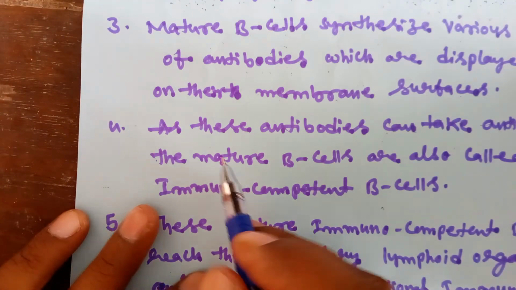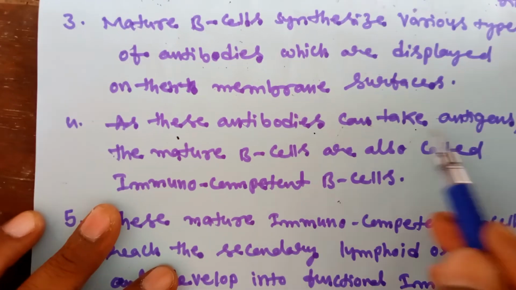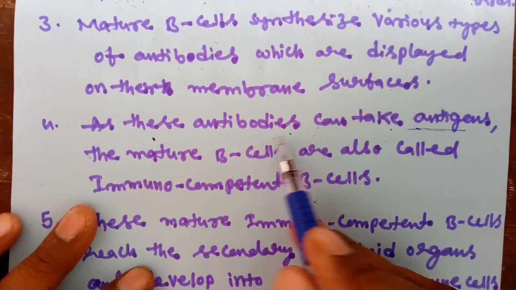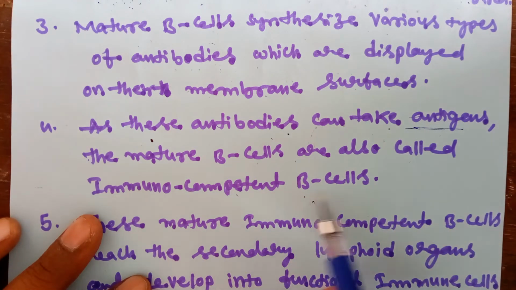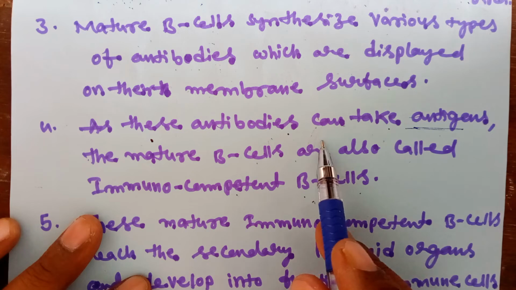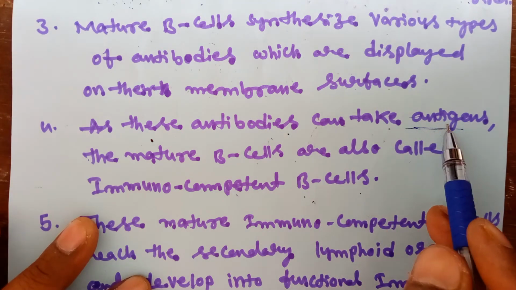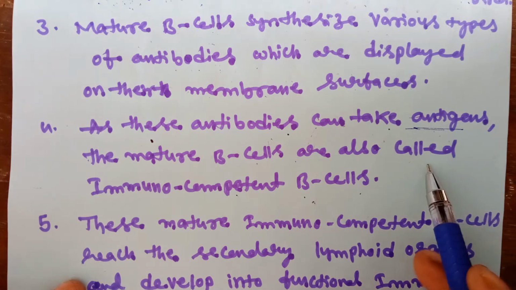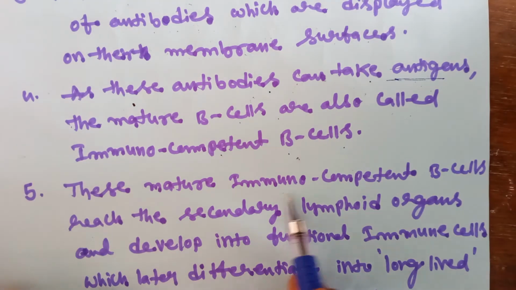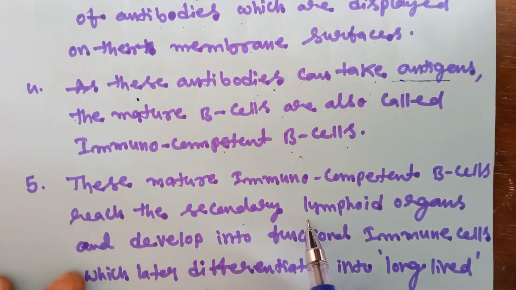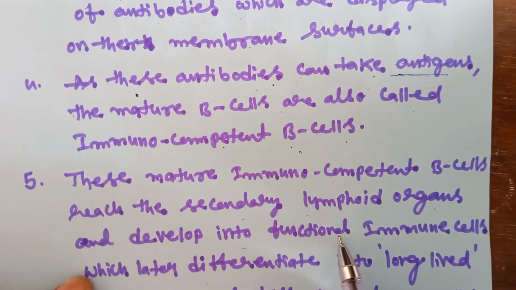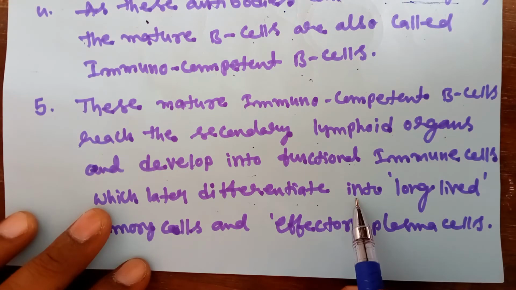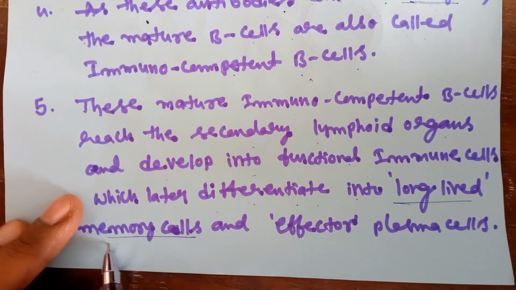These antibodies can take up antigens, so the mature B cells are also called immunocompetent B cells. These antibodies can recognize, capture and destroy the antigens in our body. These mature immunocompetent B cells reach the secondary lymphoid organs and develop into functional immune cells, which later differentiate into long-lived memory cells.